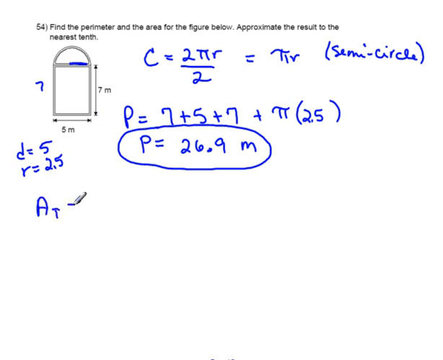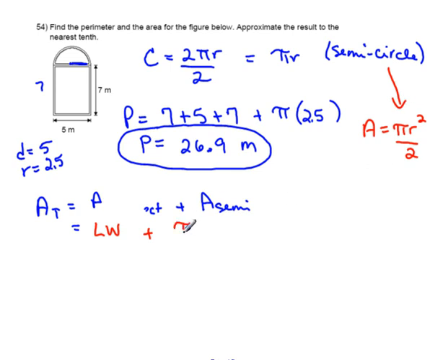The area of the total figure here is going to be the area of the rectangle plus the area of the semicircle. We know that the area formula for a rectangle is length times width. And the area of a circle is pi r squared, but for a semicircle we would divide it by 2. So this would be pi r squared divided by 2. Now let's plug in what we know. The length is 7 and the width is 5. That's for the area of the rectangle. We know the radius is 2.5. We found that earlier.